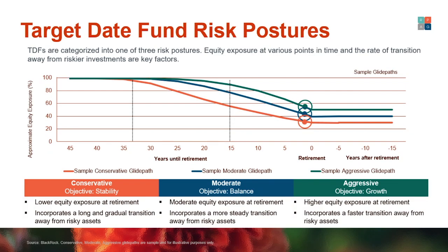So on the flip side, there's the aggressive risk posture. For whatever reason they may have had throughout their working life, they may have not been able to save as much as they would have liked to where they would need to take on extra levels of risk to attain that extra growth in their retirement accounts.